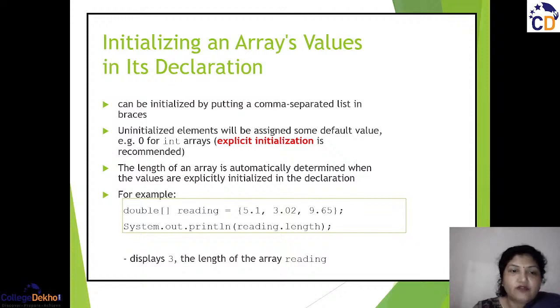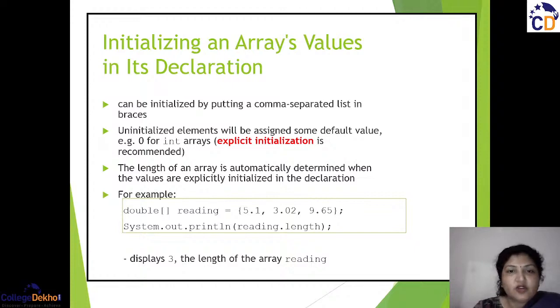Now when you are defining that array, at the same time you are initializing it also. It can be initialized by putting a comma separated list in the braces. So you have braces, within that braces you are going to define the values as well. Uninitialized elements can be assigned some default values, example 0 for int arrays. Right. Explicit initialization is recommended.